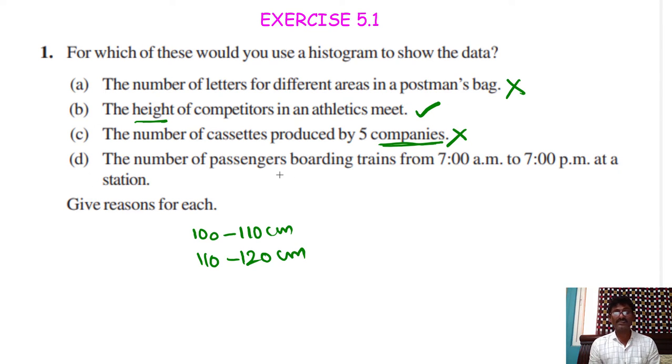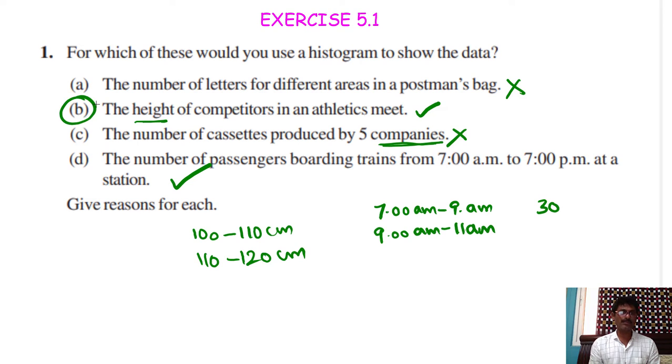Next, the number of passengers boarding trains from 7 a.m. to 7 p.m. at a station. This can be divided into intervals. So suppose 7 a.m. to 9 a.m., number of passengers, let us take something like 30. Now 9 a.m. to 11 a.m. So like this we can convert this data into intervals. So we can use a histogram in this case. So in the case of B and D, we can use a histogram to show the data.